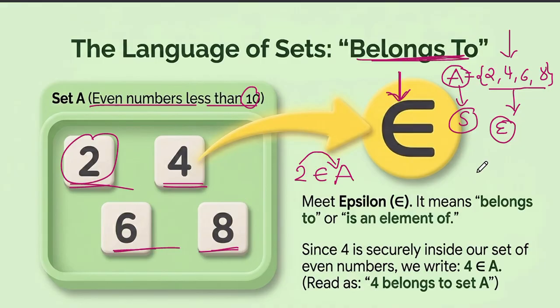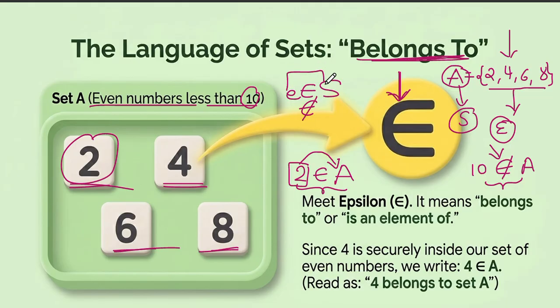10 is not there, so we can write down 10 does not belong to set A. This is called the does not belong to symbol. If the element is there inside the set, then we'll write belongs to, and if it is not there, then we'll write does not belong to. Remember, the relation between an element and a set is always the symbol belongs to or does not belong to. Either it will belong, or it does not belong.